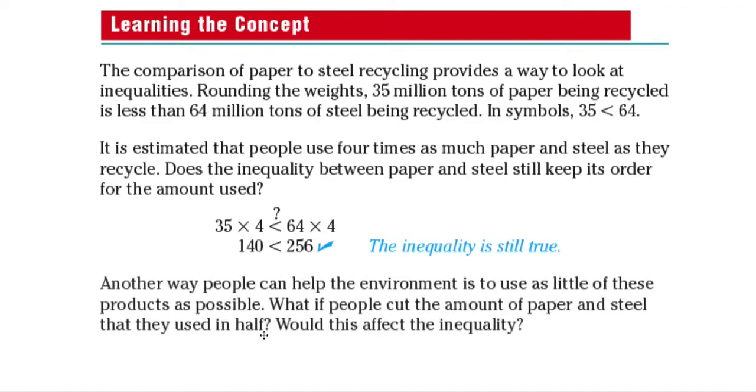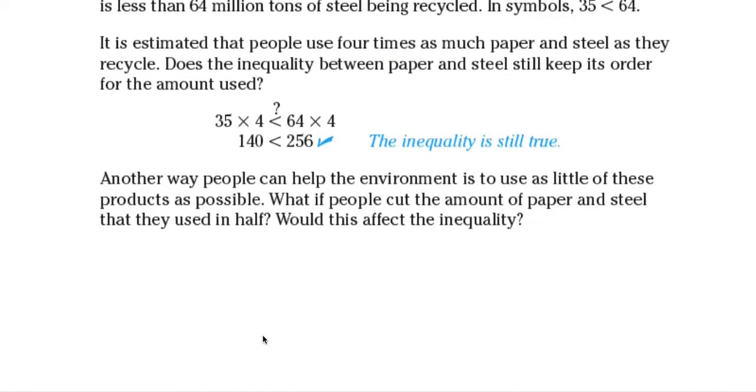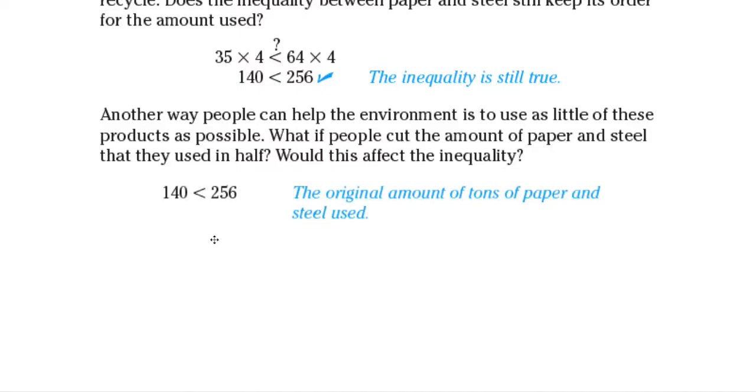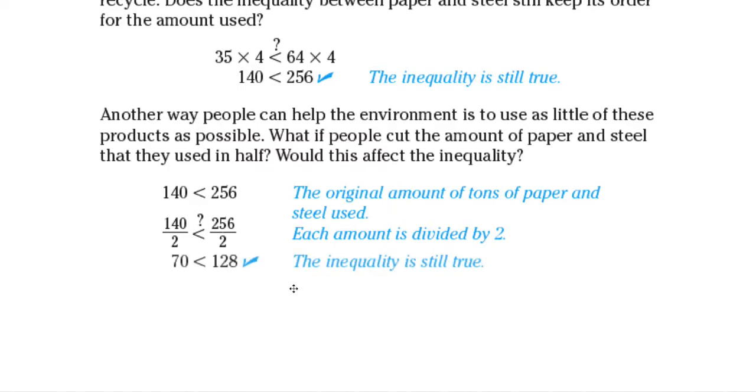Another way people can help the environment is to use as little of these products as possible. What if people cut the amount of paper and steel that they use in half? Will this affect the inequality? Let's find out. Say you have 140 is less than 256, the original amount of tons of paper and steel used, and we divide both by 2. Will the inequality still be unchanged? If you notice, it is still unchanged. The inequality is still true.